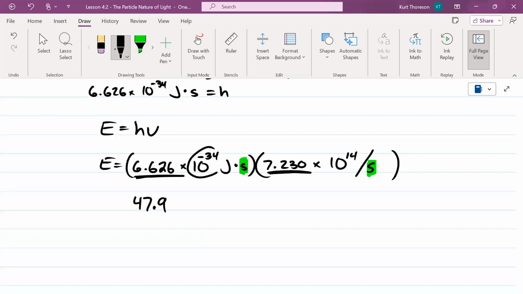Tristan, do you remember what you do with the numbers that are on the exponents for the notation? When you're multiplying, you add them. So Tristan, what is negative 34 plus 14? Negative 20. Good. And what units of measurement canceled out? Seconds. So what's left? Joules. So there's E.